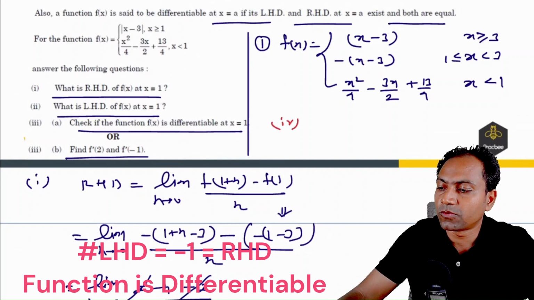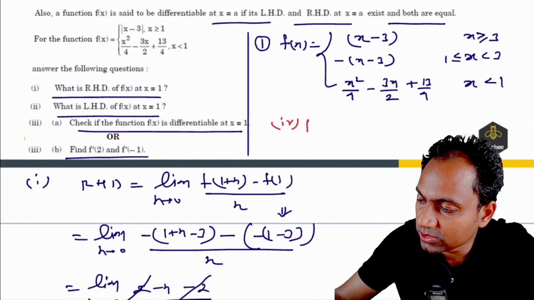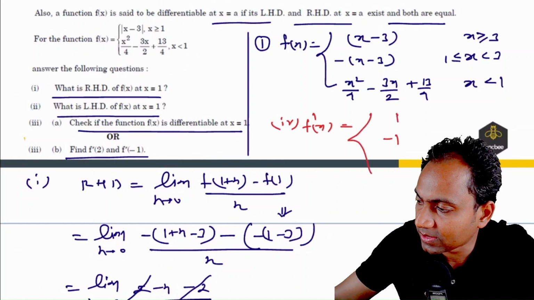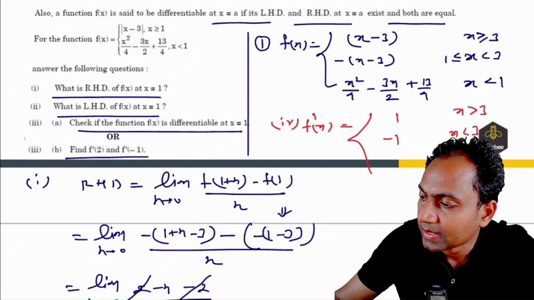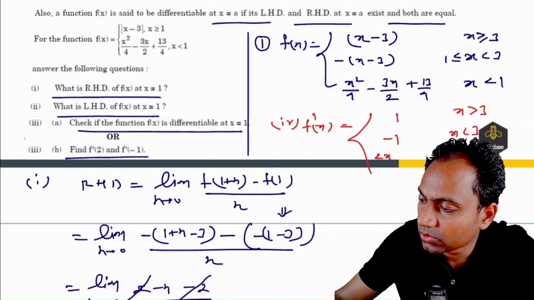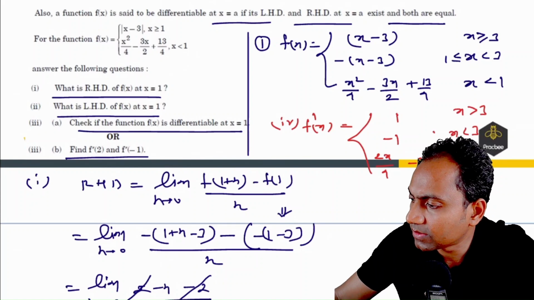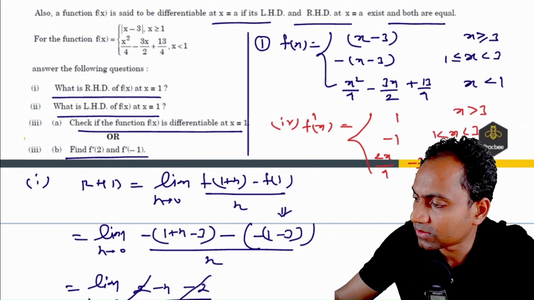Now for the fourth part, if you want to find the derivative, we will differentiate this function. It becomes f dash of x. The differentiation of the first part becomes 1, the second part becomes minus 1. This is for greater than 3, this is for smaller than 3. And then this becomes 2x by 4 minus 3 by 2 when x is between 1 and 3.